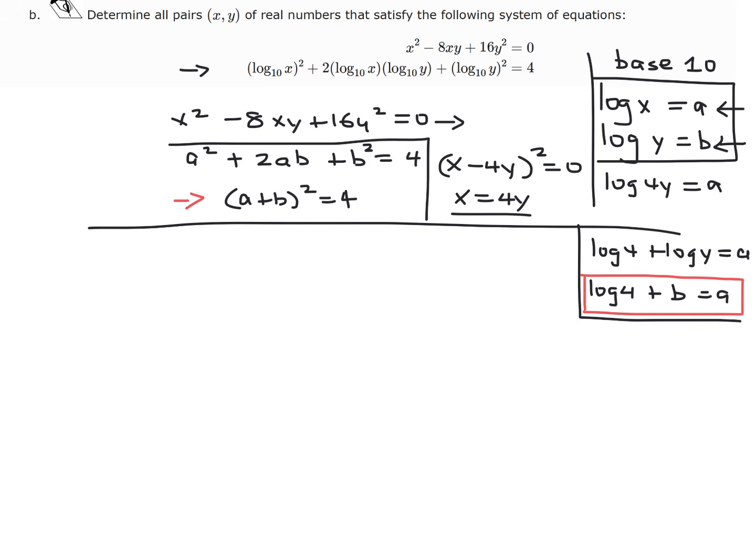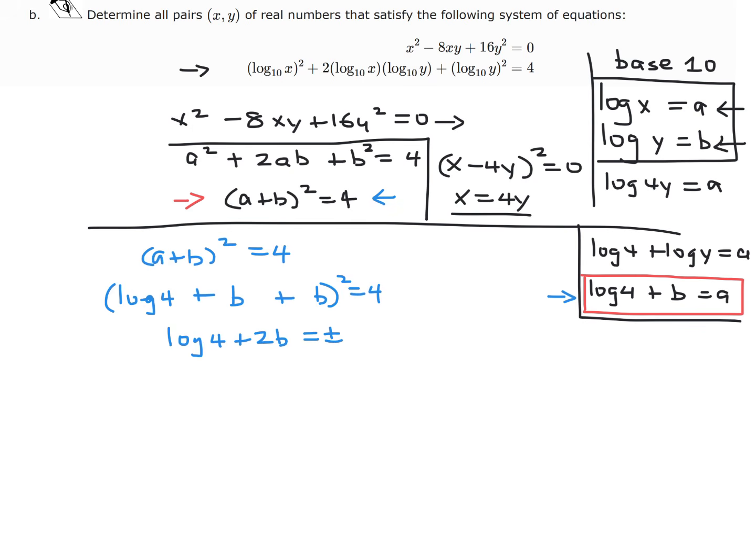So where am I going to start? I'm going to start with this guy, obviously. So we have (a plus b) all squared is equal to 4. A is this, so that's going to be (the log of 4 plus b) all squared is equal to 4. So therefore, if you take the square root, this is going to be the log of 4 plus 2b is equal to plus or minus 2.